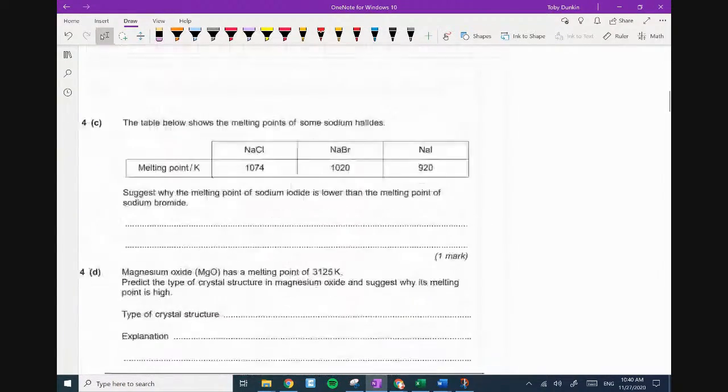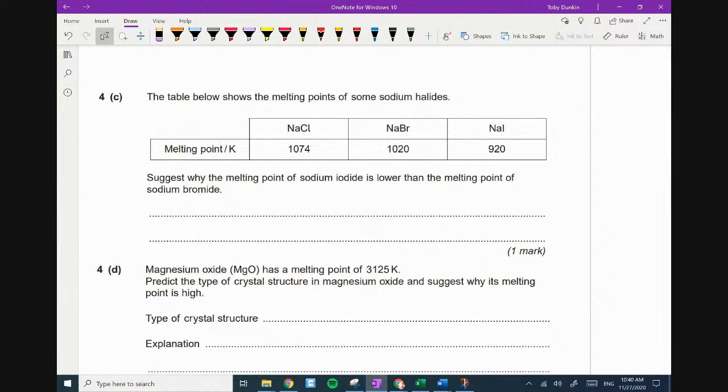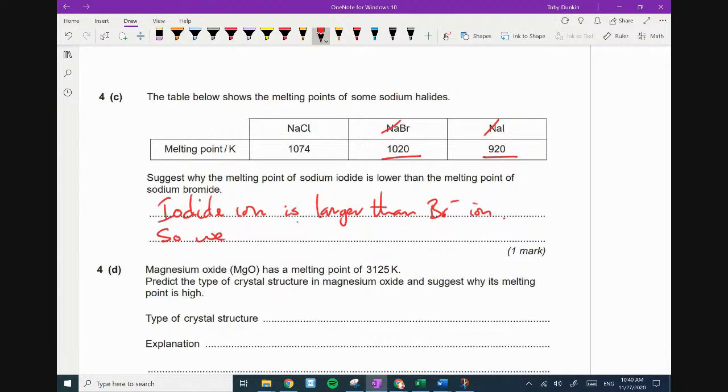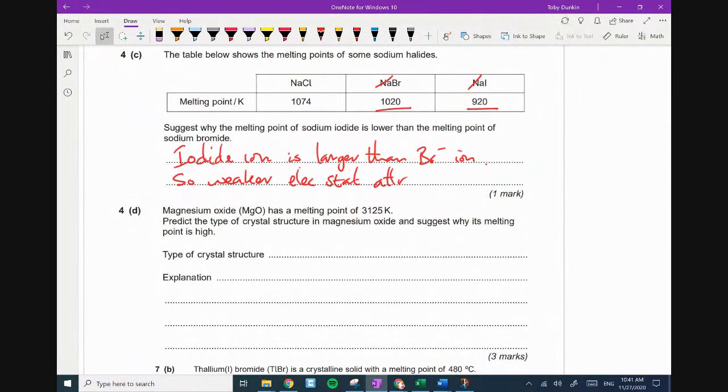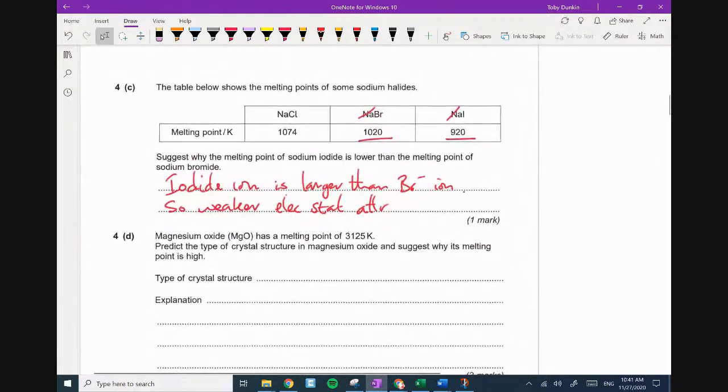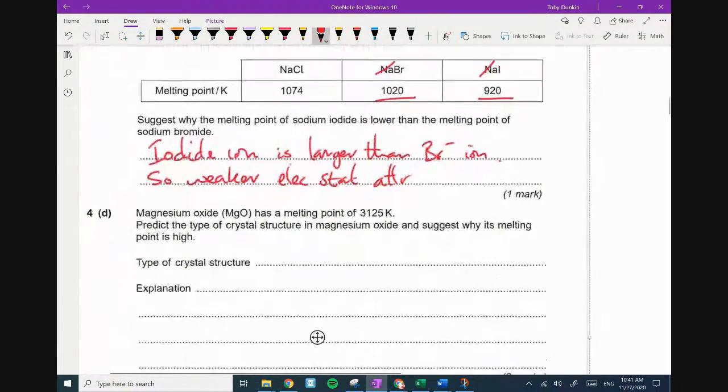Next. Suggest why the melting point of sodium iodide is lower than that of sodium bromide. Right, so the sodium ion's the same, 1 mark. The iodide ion is much larger than the Br minus ion. So weaker electrostatic attraction. I like it. You could have gone the other way around. You could have said that Br is smaller, so therefore has a stronger electrostatic attraction. It's interesting. It's only 1 mark because, of course, the sodium's the same. It's quite clever, that.